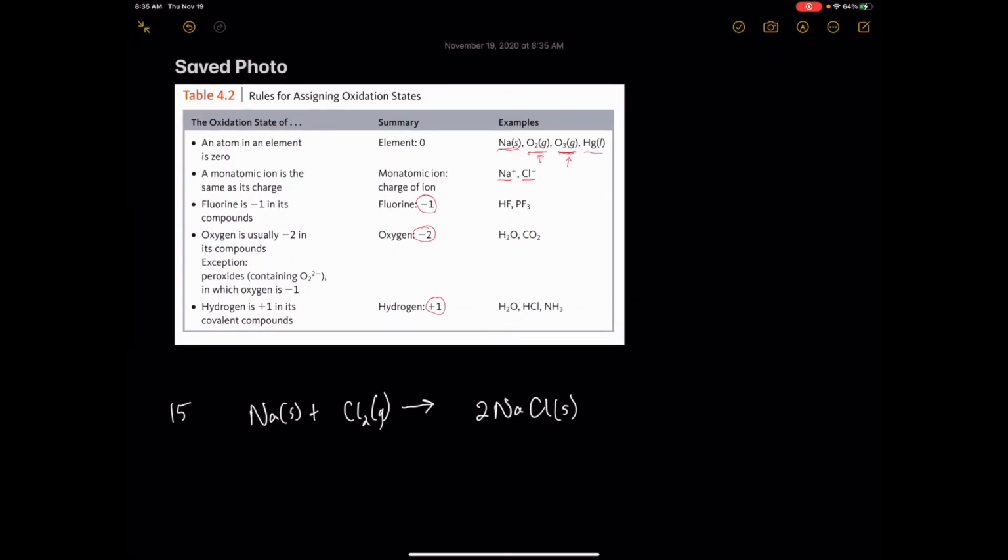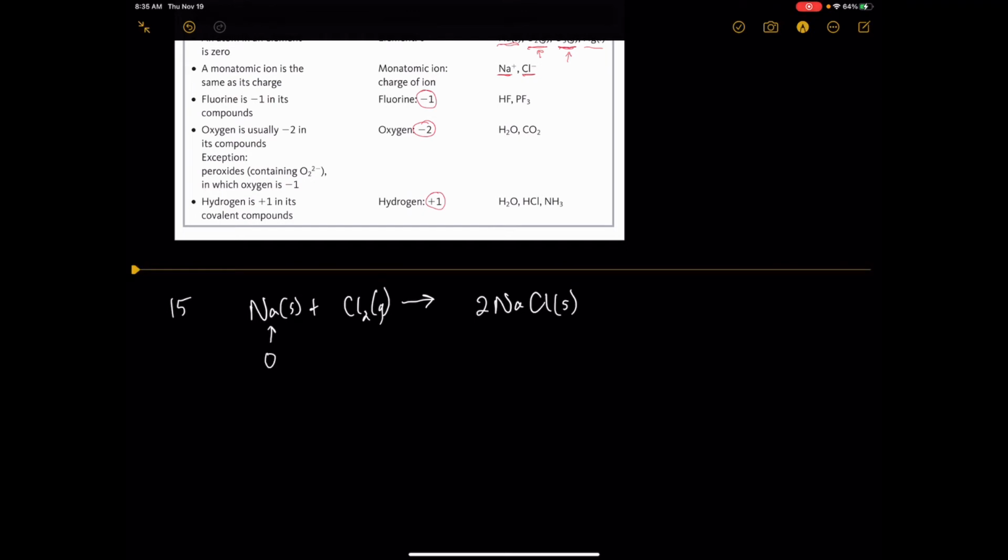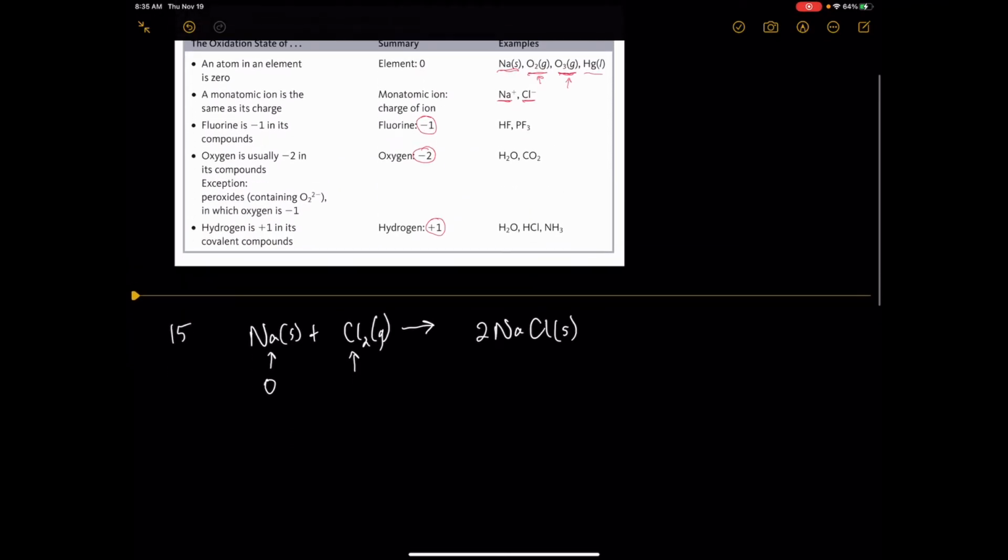So when we're looking at an example, like in 15, we've got solid sodium mixing with chlorine gas goes to sodium chloride. The first thing we have to do is look for the oxidation states of these things individually. Sodium here is in its elemental state, so it has an oxidation state of 0. So is chlorine. Even though chlorine is not an example up there in that chart, it still is in its diatomic elemental state as a gas, so it has a charge of 0.